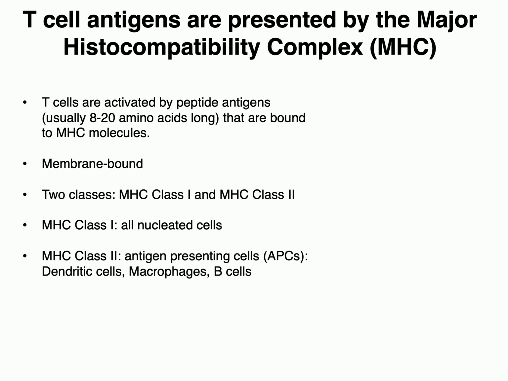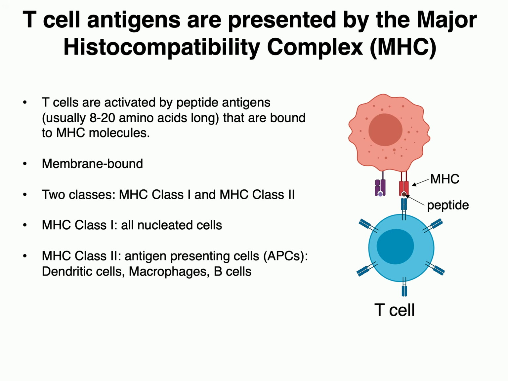T cell antigens, on the other hand, require presentation of a small peptide by MHC, as previously discussed, or major histocompatibility complex. There are 2 classes of MHC, MHC class 1 and MHC class 2. MHC class 1 is expressed by all nucleated cells. MHC class 2 is expressed only by a subset of cells called professional antigen-presenting cells, and those are primarily dendritic cells, macrophages, and B cells.